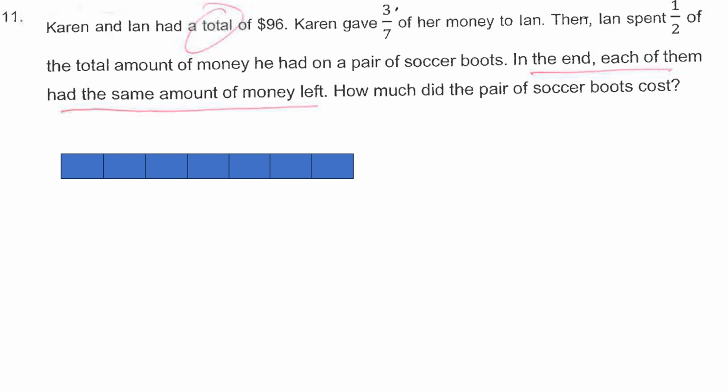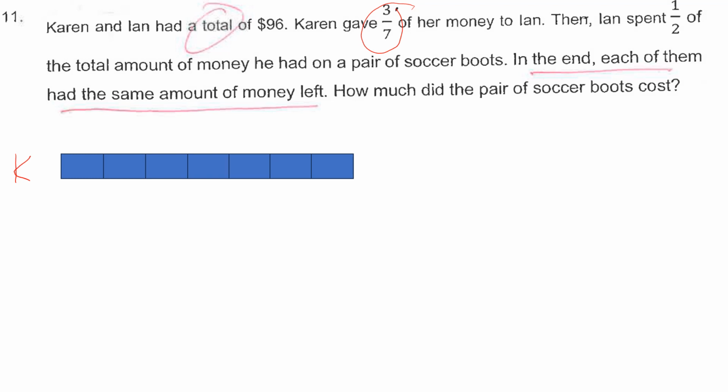Okay, this question is from your T1W8 Retrieval Practice question 11. So there are two characters over here, Karen and Ian. They have a total of $96. So right over here, I will do for Karen first. She has 7 units in total based on the number here. And out of the 7 units, she gave 3 units to Ian.